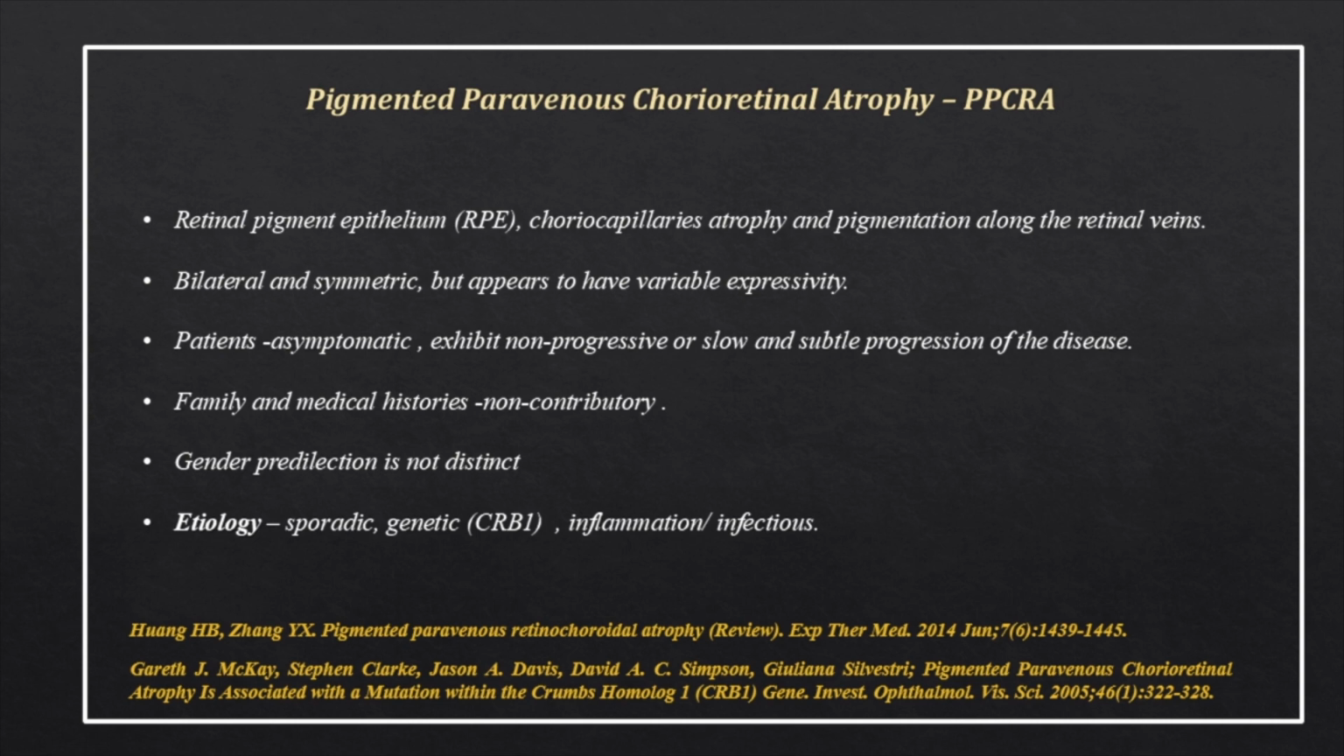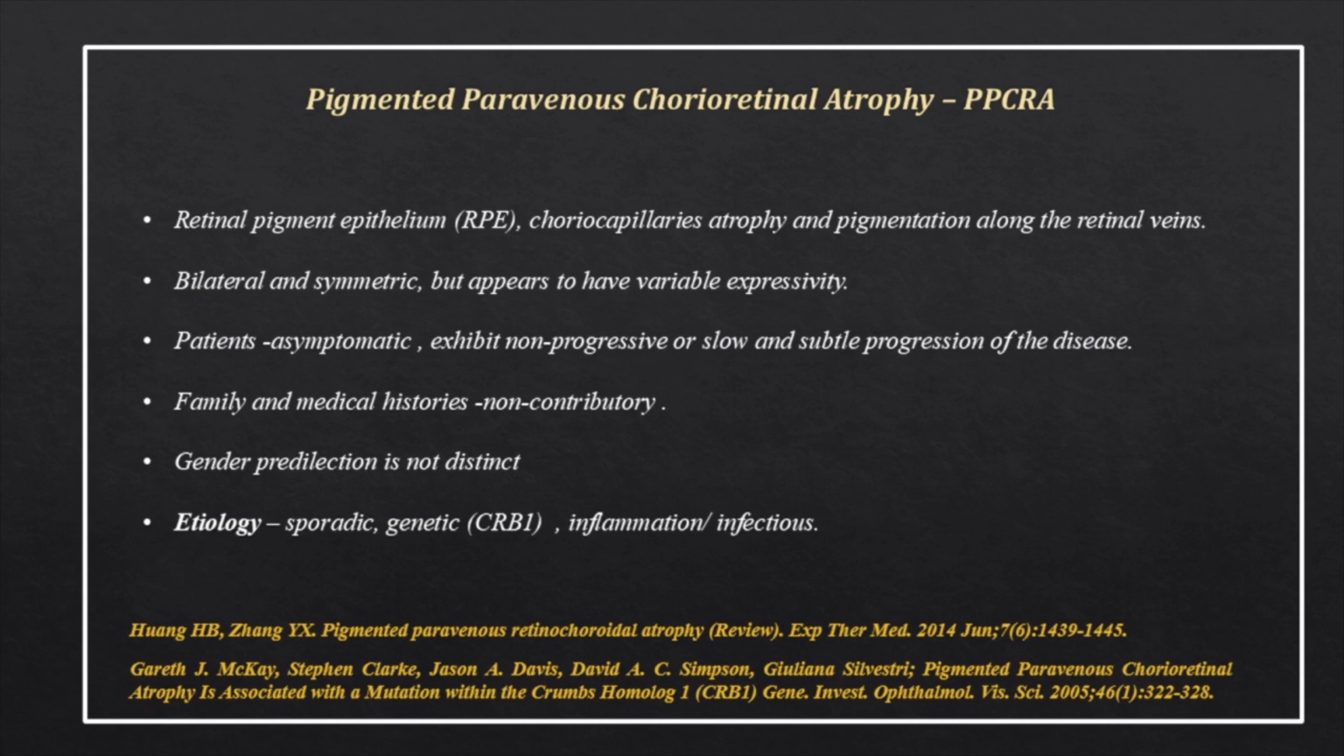Coming to the phenotype that we have at hand with this patient, which mostly correlates with the PPCRA, pigmented paravenous chorioretinal atrophy, which is normally characterized by RPE and choriocapillaris atrophy and pigmentation along the retinal veins. It is bilateral and symmetric but appears to have variable expressivity. Mostly these patients are asymptomatic and exhibit non-progressive or a very slow or subtle progression of the disease. The family and medical histories are non-contributory. Gender predilection is not distinct. However, there are papers saying males are more affected.